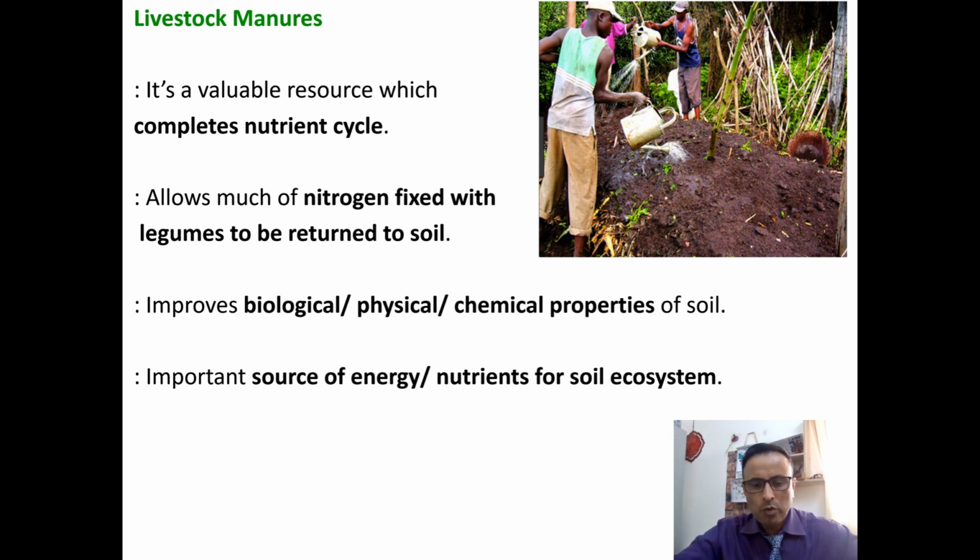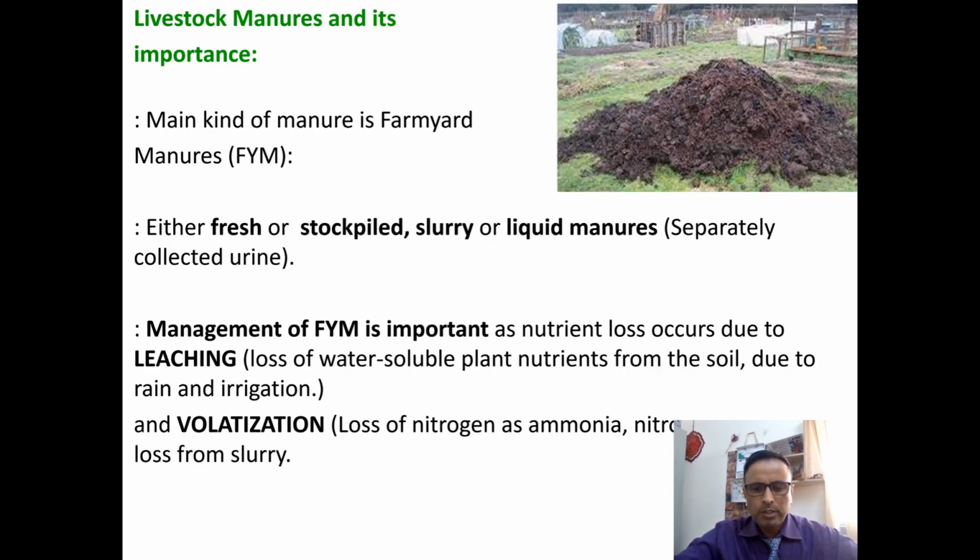Apart from it, if you are using organic manure in which a lot of leguminous plants are there, then these leguminous plants can easily be degraded, and all the nitrogen which is fixed with them can be returned back to the soil. As I told you, nitrogen is one of the macronutrients which are required and provided by the fertilizer. These chemical fertilizer needs can be reduced if we use leguminous plants as a source of manure also. Now, generally, the farmyard manure which we generate could be fresh farmyard manure, it could be stockpiled for a longer period of time, or it could be liquid manure, which is called slurry, right?